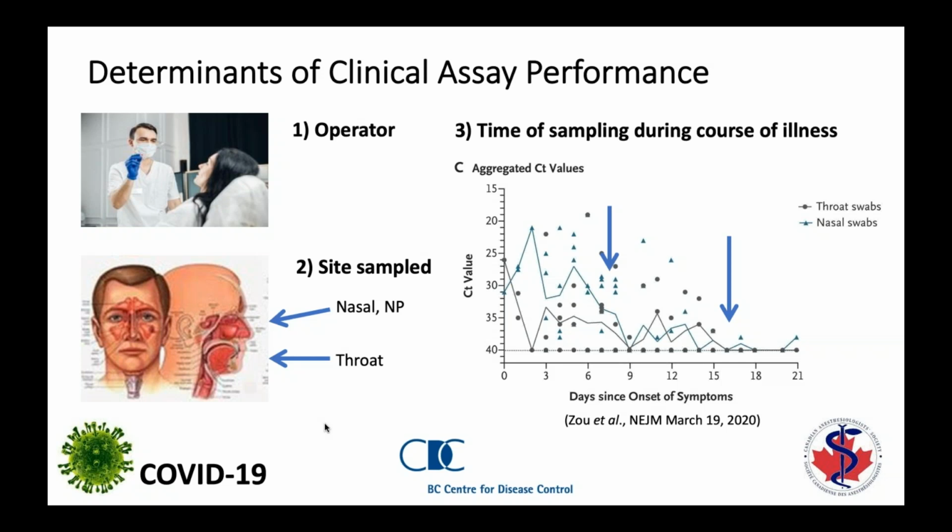And very importantly as well, and most clinicians don't think about this, is where in the course of illness we're actually sampling our patient. I think this slide here is probably the most important take-home message that I'd like to share with you: to recognize the difference between clinical assay performance and analytical assay performance. In clinical assay performance, three very important issues are the operator's role, the site being sampled, and the time of the sampling, determining where the patient is during the course of illness. This slide shows that whether you're dealing with throat or nasal, the CT value might vary depending on where the patient is at.